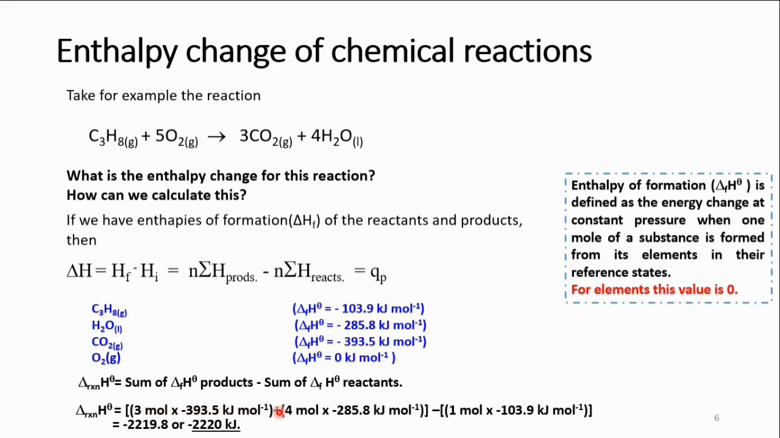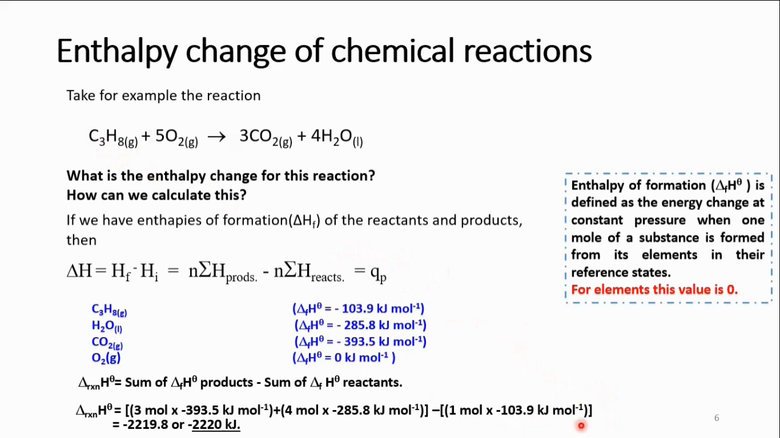Now, we have to add to that the other product, which is water. We have 4 moles of that, so we multiply the enthalpy change of formation for water by 4. And then we subtract the reactants. In this case, we have oxygen as a reactant. That one will be 0, so it's not included here. And for propane, we have minus 103.9 kilojoules per mole, and we only have 1 mole of that in the equation.